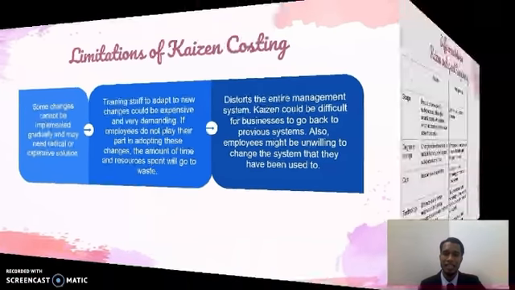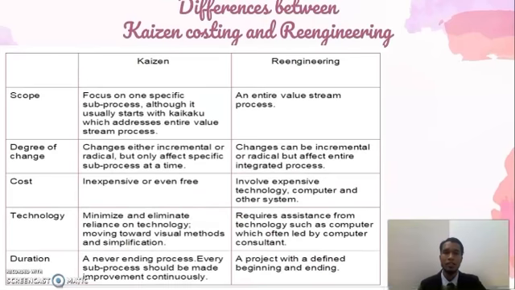Proceed to the next, which is the differences between Kaizen costing and Reengineering. For scope, Kaizen focuses on specific sub-processes, although it usually starts with Kaikaku, which addresses the entire value stream process. As we know, Kaizen has many types. And then Reengineering, the scope is entire value stream processes only.